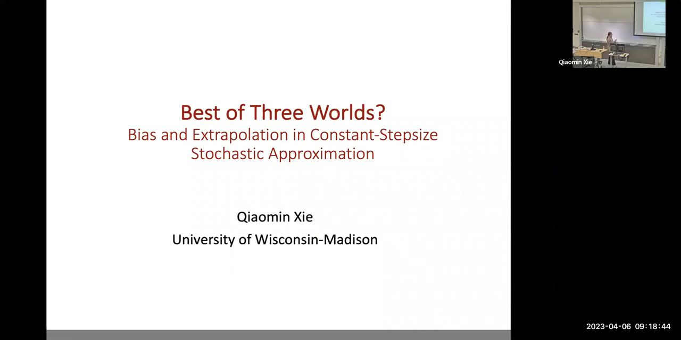So I know the title of my talk is a little bit wrong here. So I will pass the title and you will see what each term means as we go along. Okay. So one thing I want to highlight here. So one is the constant step size. The other one is the stochastic approximation.